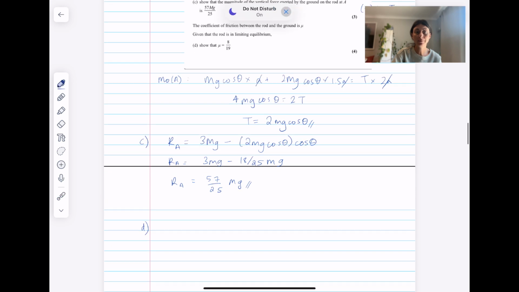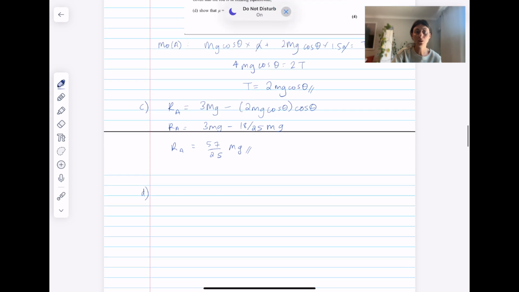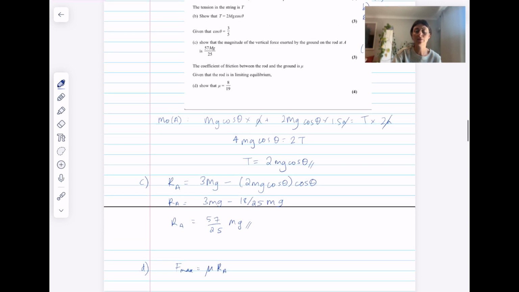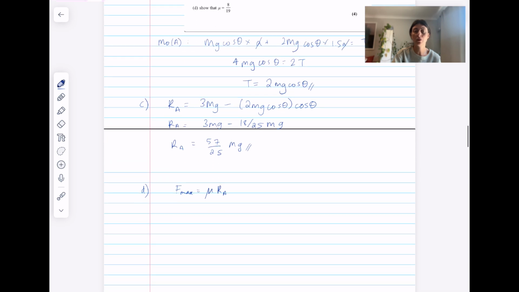Finally, part D, we're told about the coefficient of friction being mu, and that the rod is in limiting equilibrium. Show that mu equals 8 over 19. This means we can use F equals mu R, and F we already have an equation for from resolving horizontally. Substitute in mu RA for F, and then we can use what we found for T in part A.